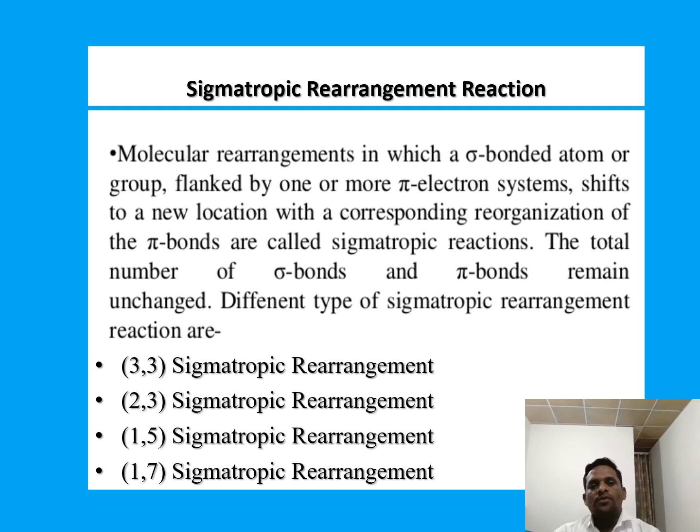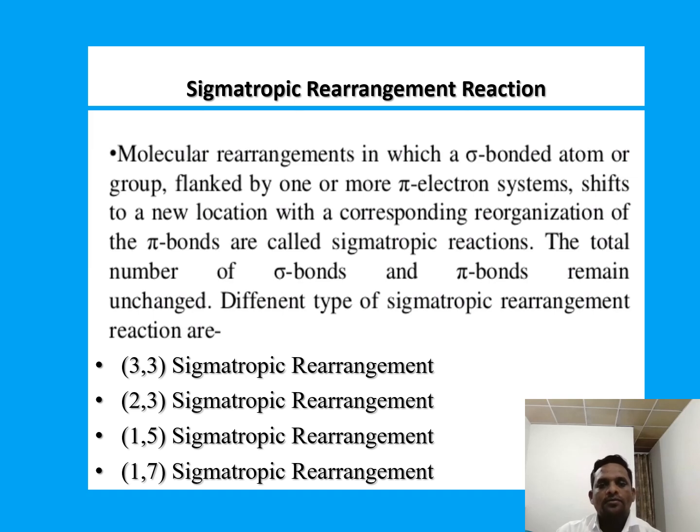The sigma-tropic rearrangement reaction. Molecular rearrangements in which the sigma bonds or groups flanked by one or more pi electron systems shift to a new location, with the corresponding rearrangement of the pi bonds, are called sigma-tropic rearrangements. The total number of sigma bonds and pi bonds remains unchanged. Different types of sigma-tropic rearrangement reactions are the 3,3 sigma-tropic rearrangement reaction, 2,3 sigma-tropic rearrangement reaction, 1,5 sigma-tropic rearrangement reaction, and 1,7 sigma-tropic rearrangement reaction.